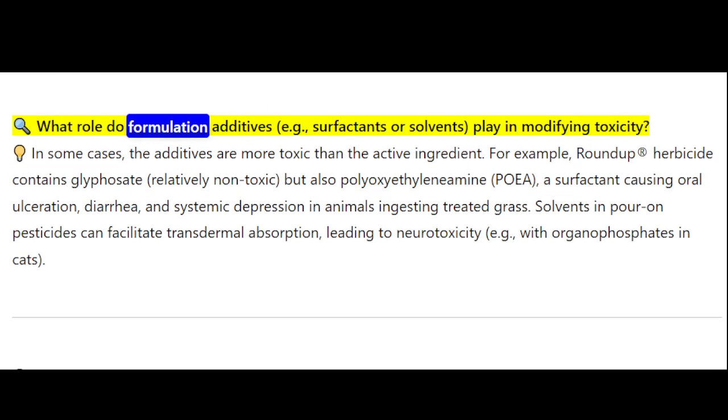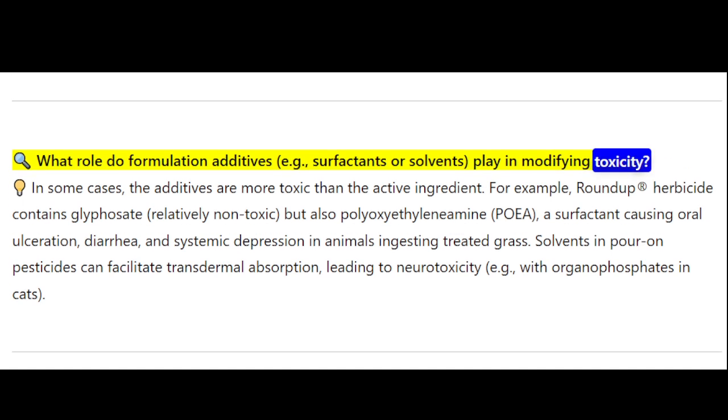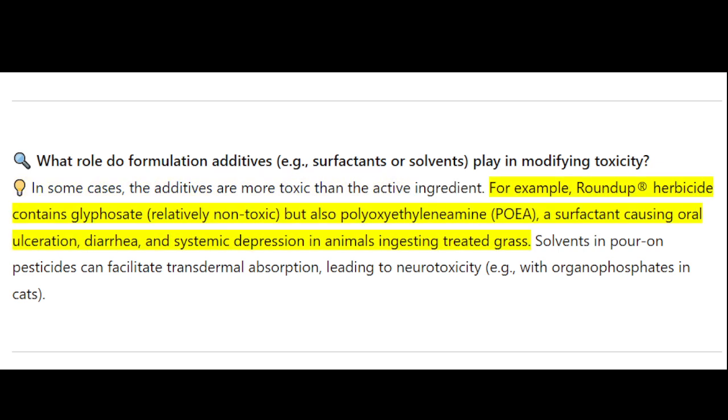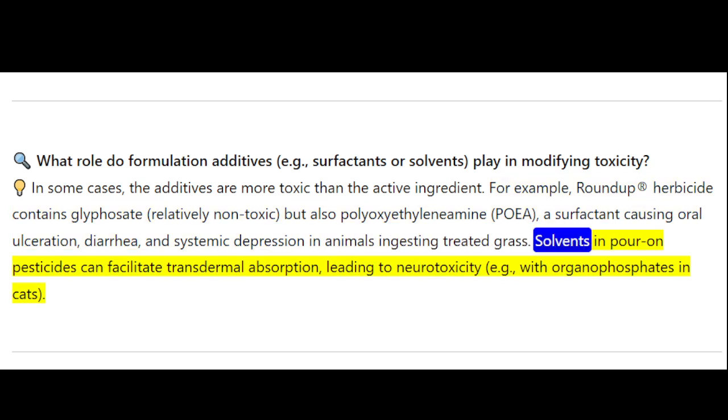What role do formulation additives, for example, surfactants or solvents, play in modifying toxicity? In some cases, the additives are more toxic than the active ingredient. For example, Roundup herbicide contains glyphosate, relatively non-toxic, but also polyoxyethyleneamine, POEA, a surfactant causing oral ulceration, diarrhea, and systemic depression in animals ingesting treated grass. Solvents in pour-on pesticides can facilitate transdermal absorption, leading to neurotoxicity, for example, with organophosphates in cats.